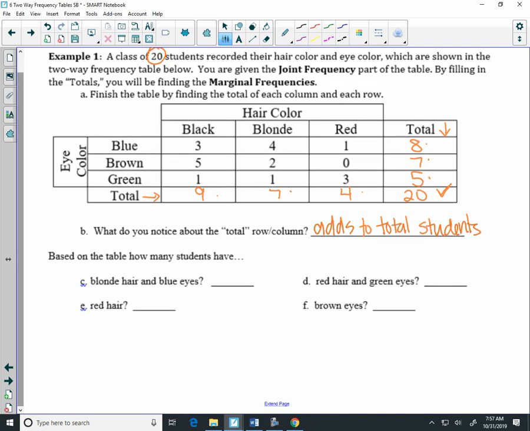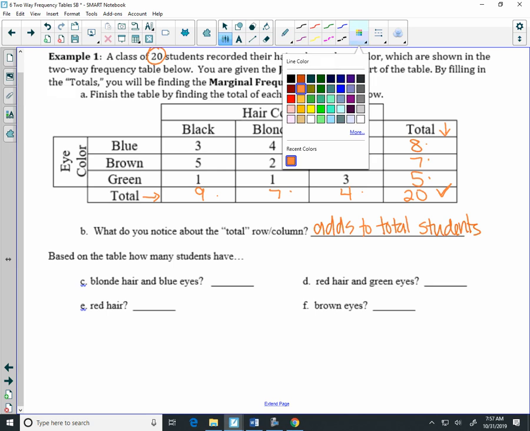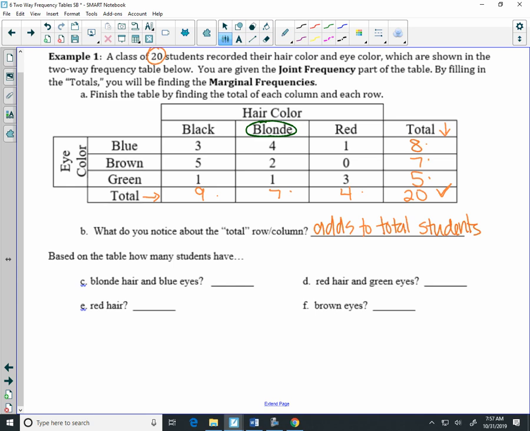Based on the table, how many students have...? Okay, so we have to be careful about where we're looking here. If we're looking for blonde hair and blue eyes, I go to the blonde column and go down to blue eyes. That is blonde hair and blue eyes. We have 4. If we're doing red hair and green eyes, again, I'm going to go to red hair, so it's this column here, and green eyes: 3.